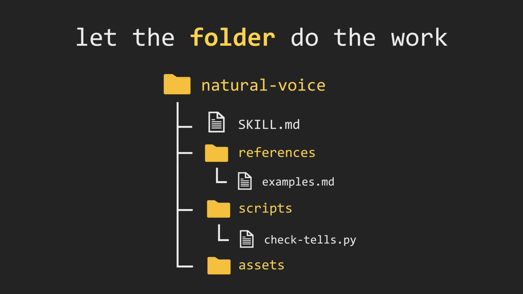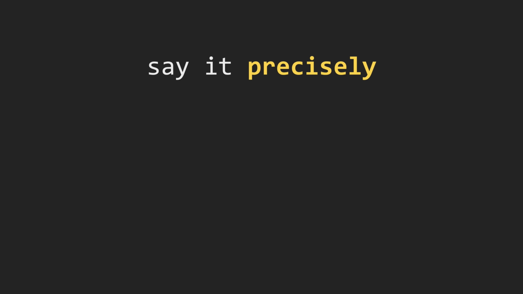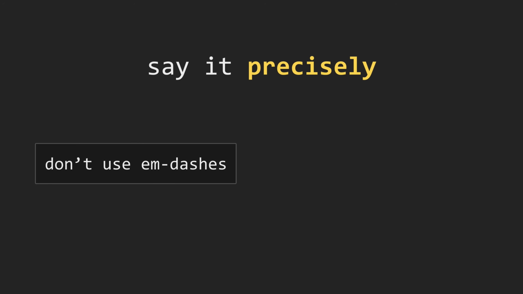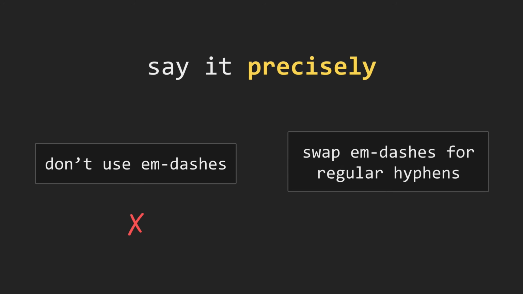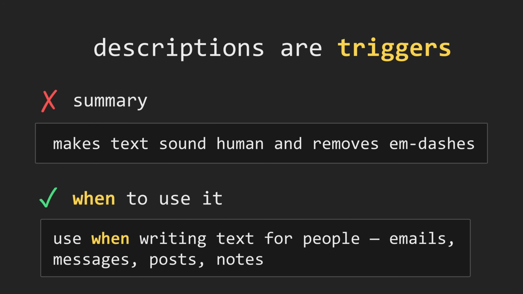Third, remember a skill is a folder, not just one text file. You can attach templates, examples, even code it can run. Fourth, say exactly what you want, and just watch how it behaves. When I told it to stop using em-dashes, it stopped using dashes almost entirely. But all I wanted was to swap the long dashes for regular ones. So the fix is to update the skill and tell it precisely: replace em-dashes with regular hyphens. And finally, the description is a trigger for the model, not a summary. It should say when the skill should be used.